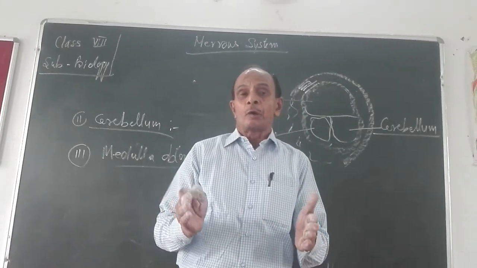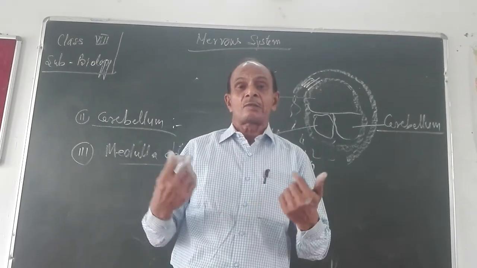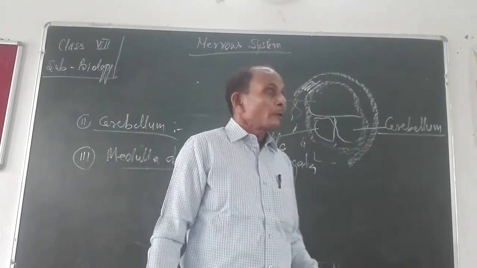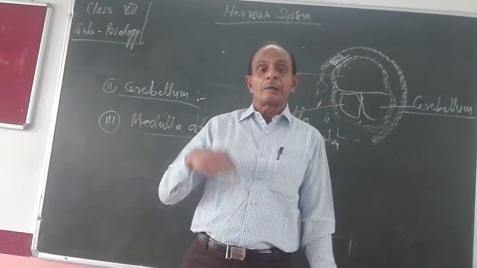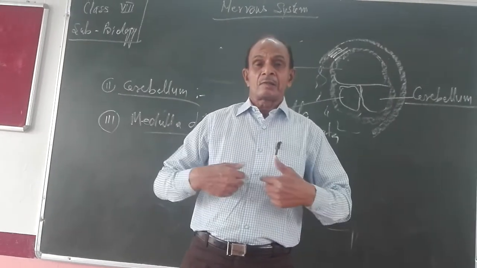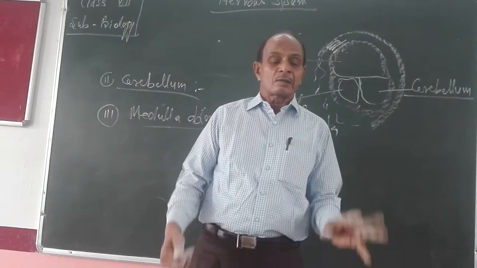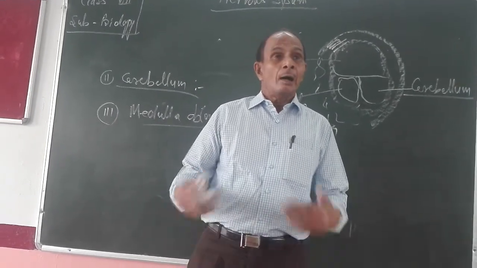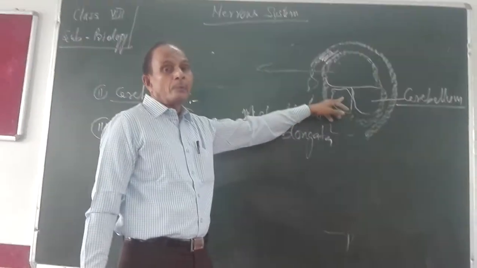I think you know about voluntary and involuntary actions. All involuntary actions, not external ones. This medulla oblongata controls all involuntary actions of our internal organs. For example, contraction and expansion of the heart, of the diaphragm, of the urinary bladder, and of our stomach wall. All these involuntary actions are controlled by our medulla oblongata.